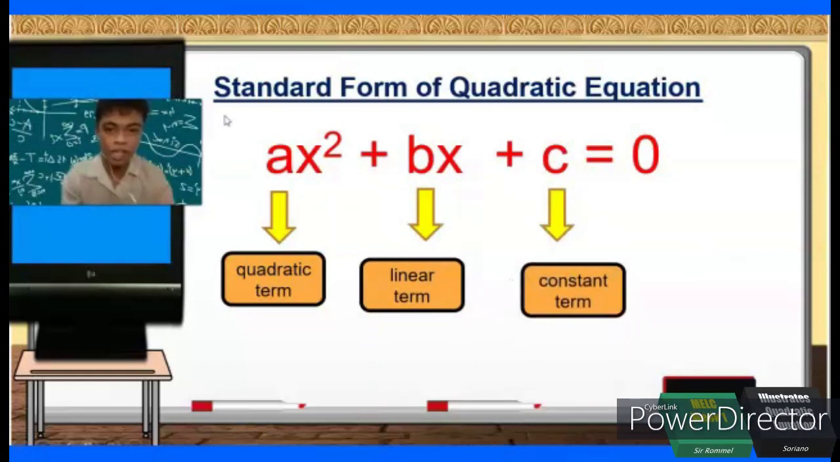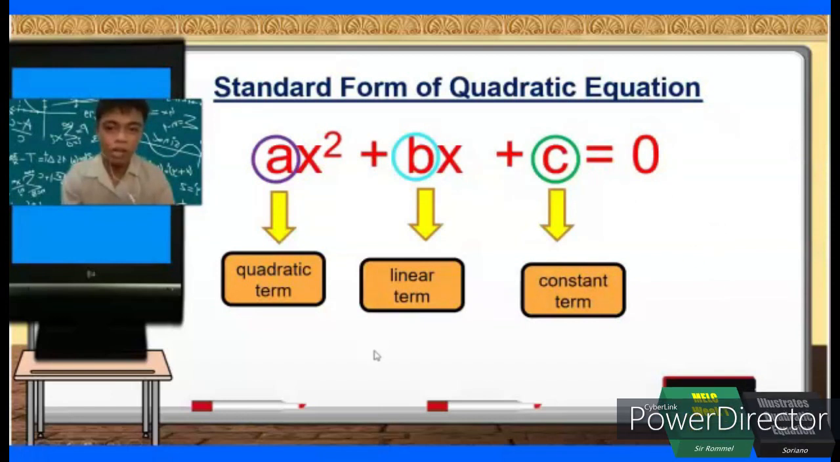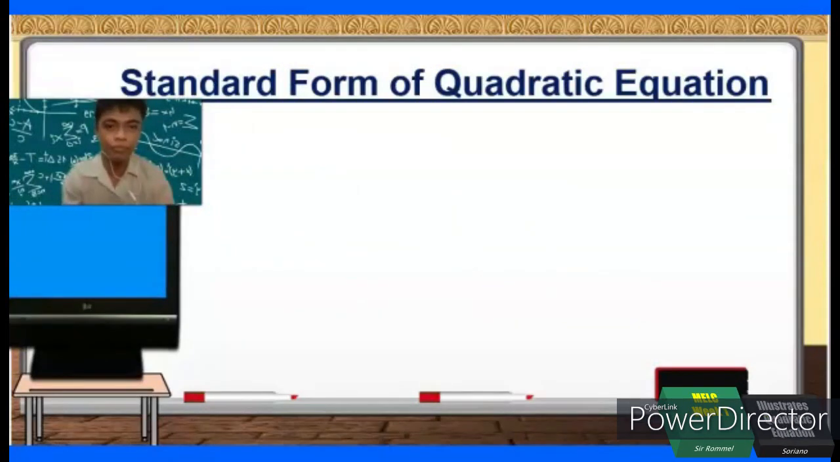Kung mapapansin nyo, may a, b, and c. So, yung a, yan yung numerical beside x squared. Yung b naman, yung numerical beside variable x. Then yung c, yung walang variable na kasama. So, positive yan or negative. So, tandaan natin, lagi mauuna ang quadratic term, followed by the linear term, and followed by the constant term. Then, i-equate natin into 0. Okay, remember the standard form of quadratic equation. Okay, let's proceed now to example number 1.